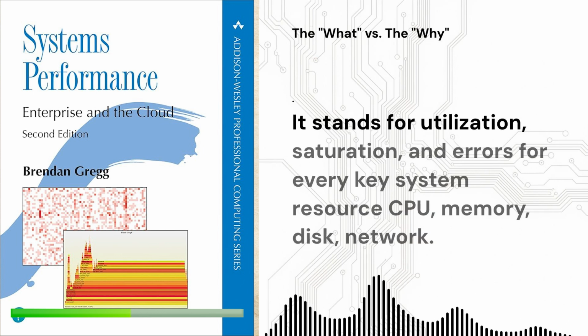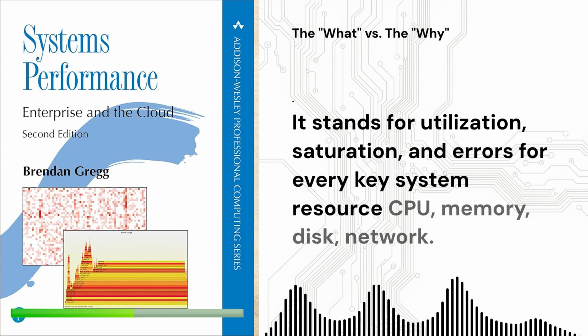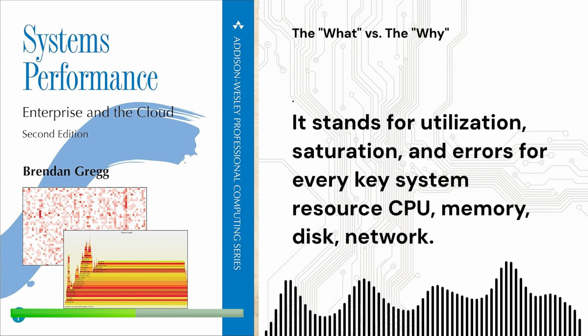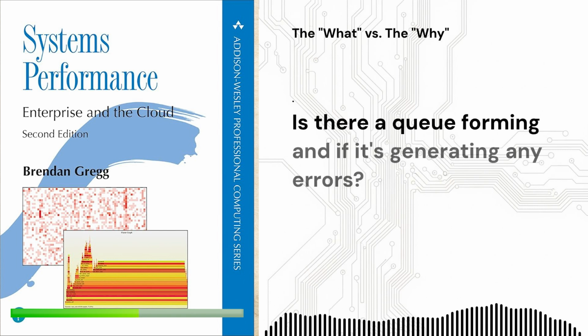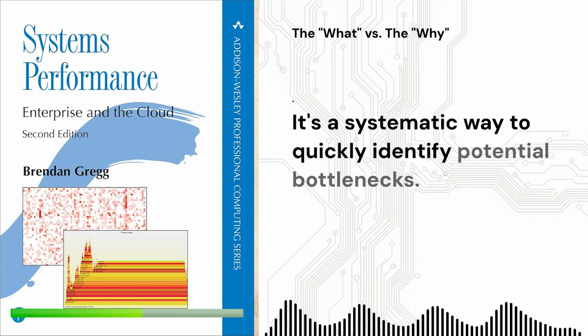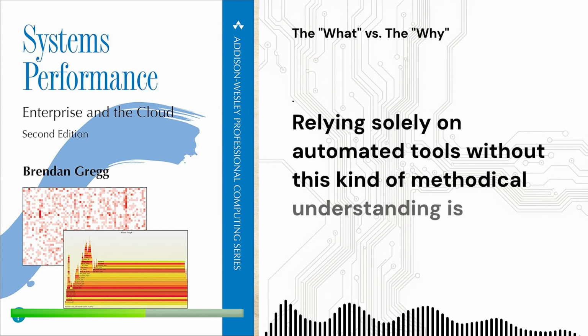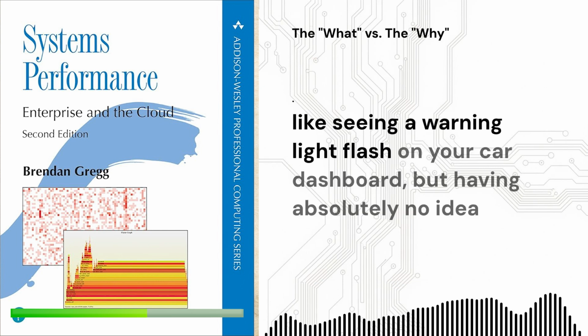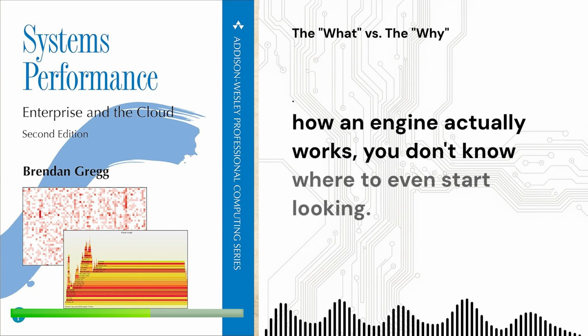It stands for utilization, saturation, and errors. For every key system resource, CPU, memory, disk, network, you check its utilization. How busy is it? Its saturation, is there a queue forming? And if it's generating any errors. It's a systematic way to quickly identify potential bottlenecks. Relying solely on automated tools without this kind of methodical understanding is like seeing a warning light flash on your car dashboard, but having absolutely no idea how an engine actually works. You don't know where to even start looking.